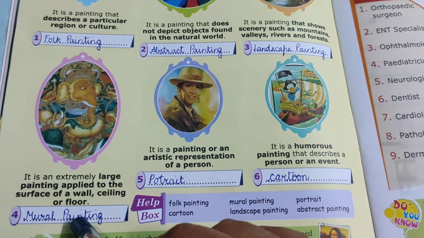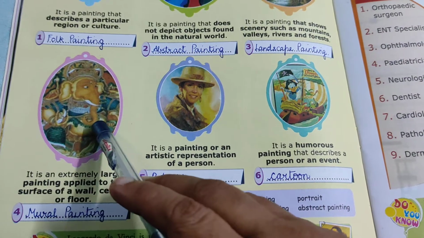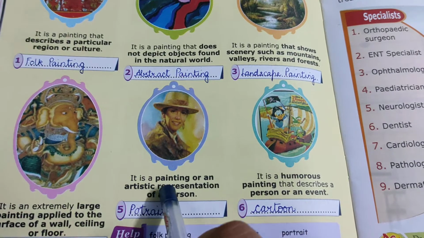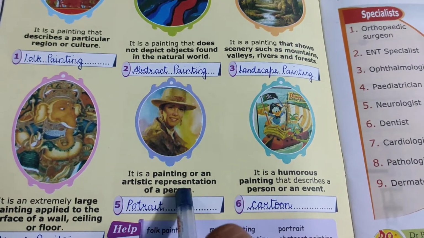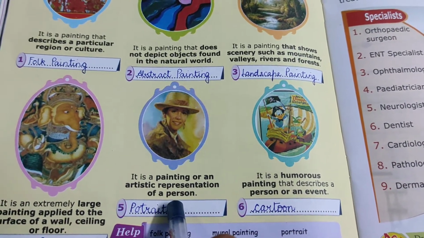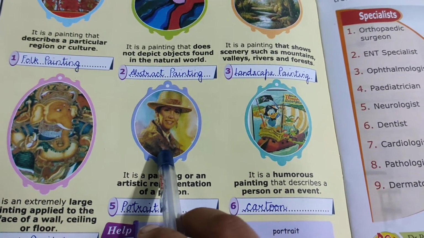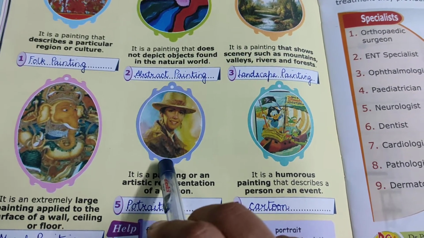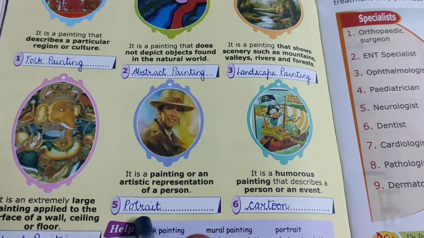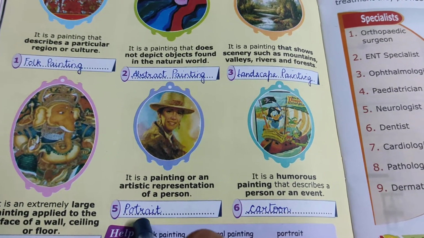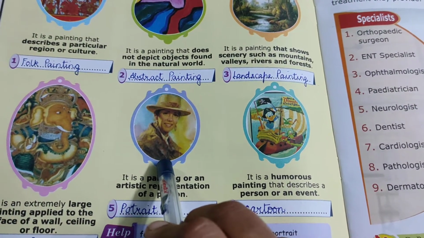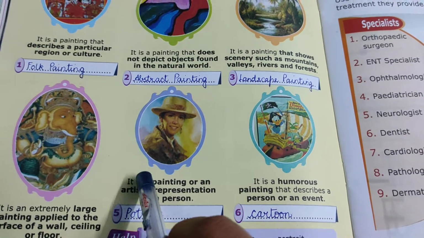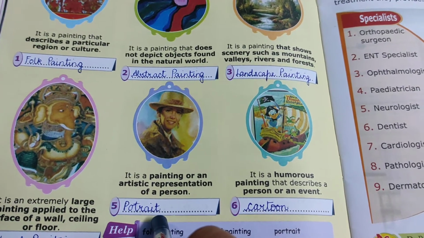So, mural painting is very big in size and mostly done on walls, ceilings or floor. The next type of painting is an artistic representation of a person. When we make the drawing of a person, something to look similar to that person, such type of painting is known as a portrait. When we are showing a person on canvas, just the same, we try to resemble it a lot. Such type of painting is a portrait.